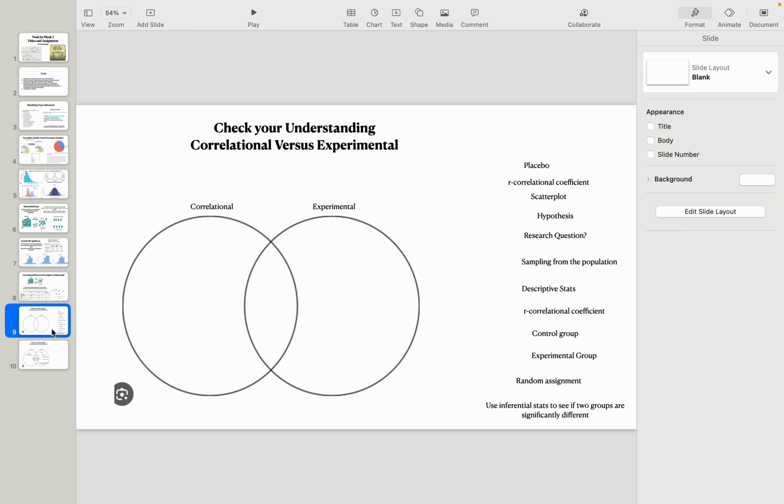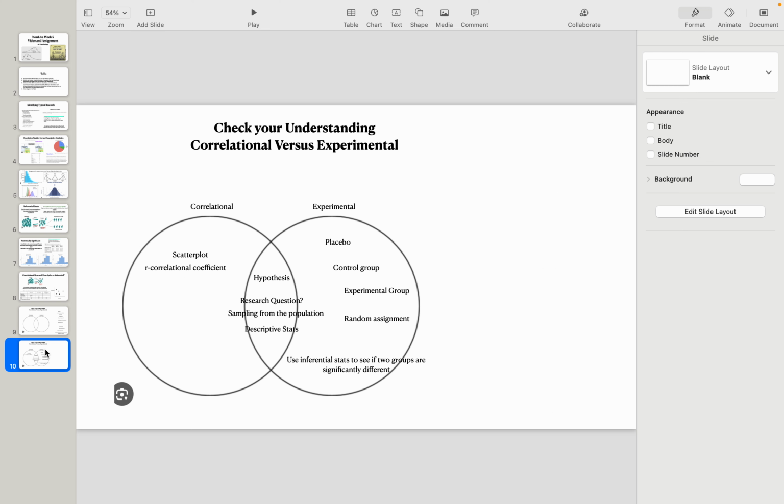Okay, last thing for you to do in the video before you get to the research assignment for this week is just take a minute and pause the video, right? I think I have correlational coefficient twice, which you don't need. See if you can do this little Venn diagram. Is it a correlational study or an experimental study? What fits where? After you've written this down on your piece of paper, hit play again, and you can check your answers here.